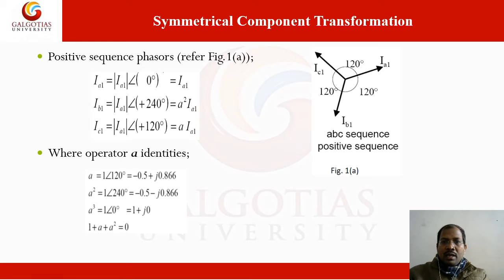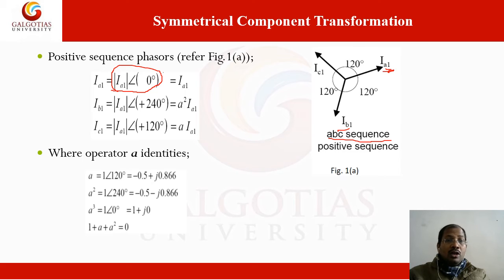So here you can see the ABC sequence. This is the positive sequence. This is IA1, and we are considering IA1 as a reference. So IA1 can be represented in the form of phasors. This is the phasor value IA1, with 0 degree because we are considering it as a reference. Then with this reference, what is the position of IB1? You know that it is 120 degree. So here the magnitude IA1 has the angle plus 120 degree. We consider the magnitude IA1 because they have the same magnitude, only the angle differs.